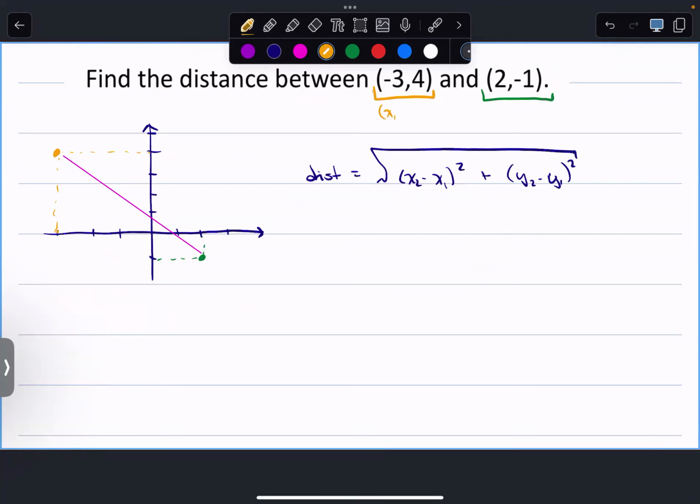This is x1, y1, and this is x2, y2. The 2 x's, that'd be weird. I'm choosing point 1 and point 2 arbitrarily. It doesn't matter, because what happens to the negative when you square it? It's going to make it positive. So don't have to worry about that.